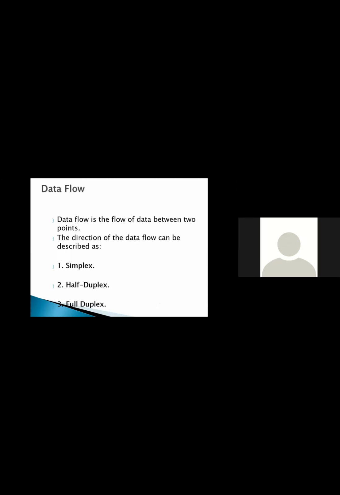Half duplex: the data flows in both directions, but only one direction at a time on the data communication line. For example, a conversation on walkie-talkies is a half duplex data flow. Full duplex: data flows in both directions simultaneously. Modems are configured to flow data in both directions.